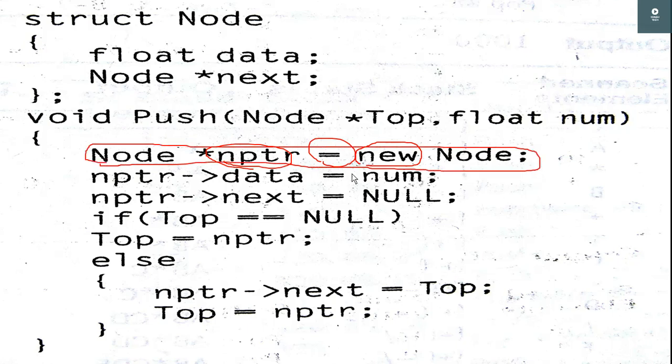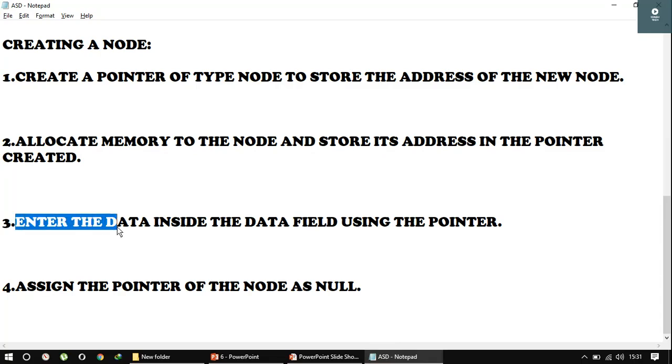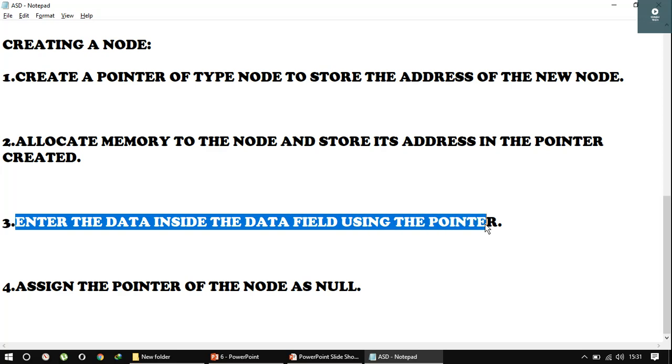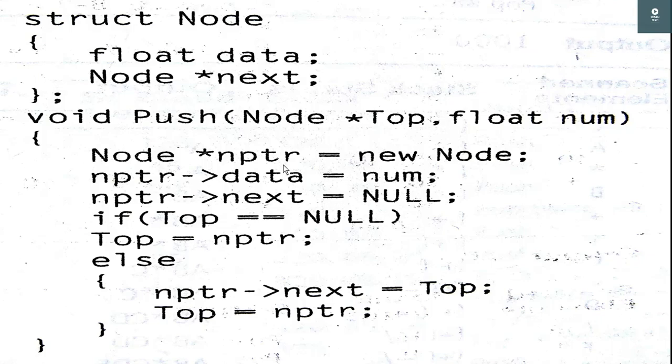Now after execution of this line, our node is created and nptr is a pointer that has the address of this node, that is this pointer is pointing to this node. After this we have to enter the data inside the data field using the pointer. So now we'll enter the data inside this node.